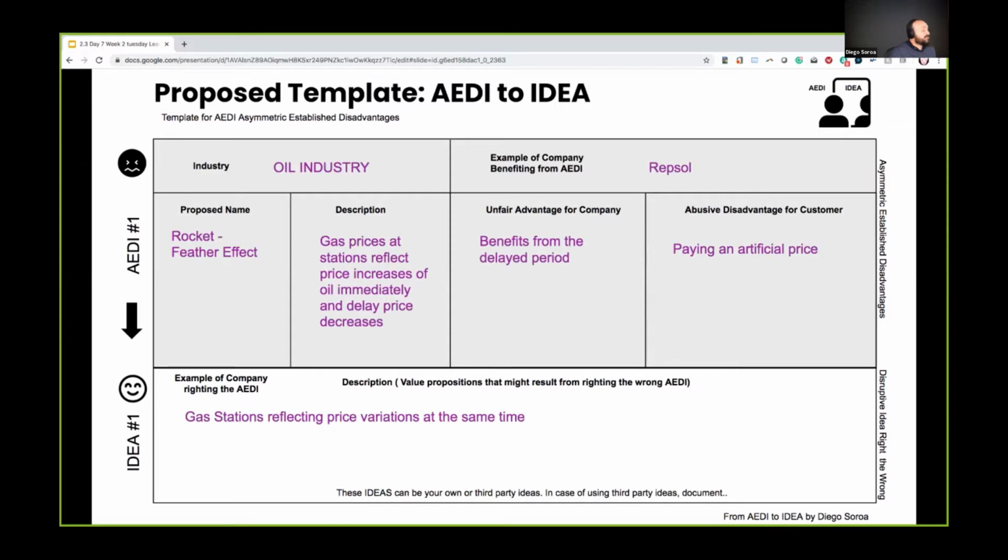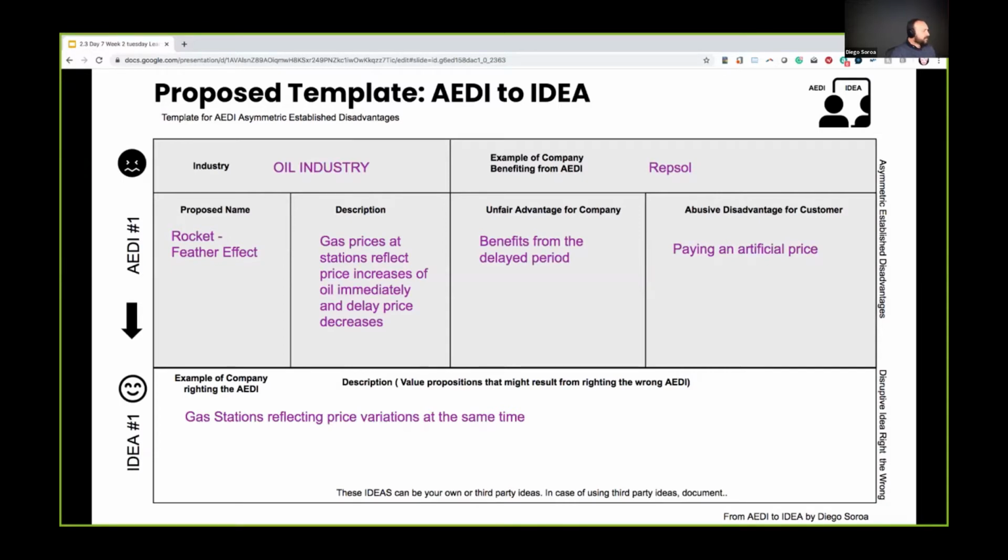The proposed name: sometimes these effects are known and have a name, some other times they don't. If you find one, I'm going to ask you to please give a name to these effects. Describe them briefly. In this case, gas prices at stations reflect price increases of oil immediately and delay price decreases. Okay, you can then describe the unfair advantage for the company, which benefits from the delay period, or the abusive disadvantages for customers, paying an artificial price.